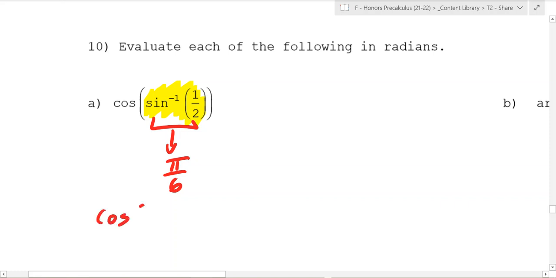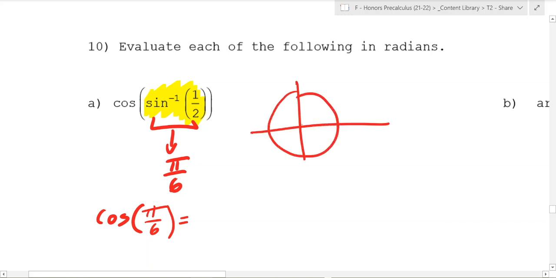So now you're doing cosine of pi over 6. That is the x coordinate on the unit circle of pi over 6. So that's 30 degrees. That x coordinate right there is going to be root 3 over 2, and the height is 1/2. So in this case, it's going to be root 3 over 2.